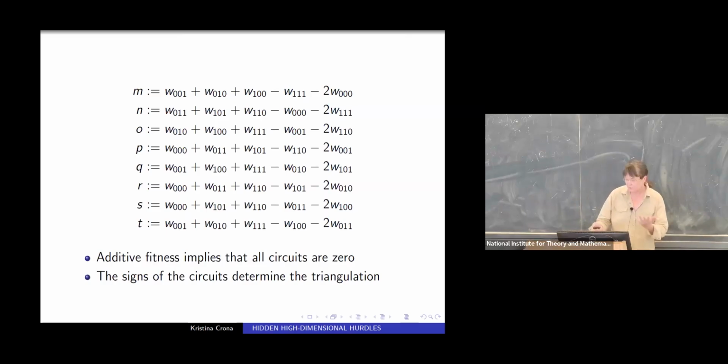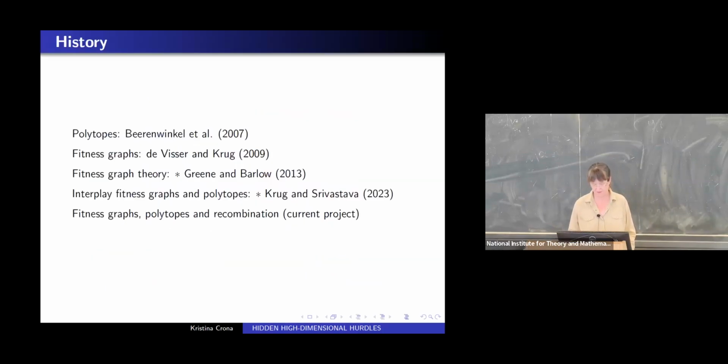Of course, the circuits here, as we call them, are all 0 if fitness is additive, and the signs of those circuits determine the triangulation. Now, nowadays at least, I don't look at all those circuits. I rather look at selected circuits for being able to analyze recombination. So that would be my current project, to try to understand recombination better.